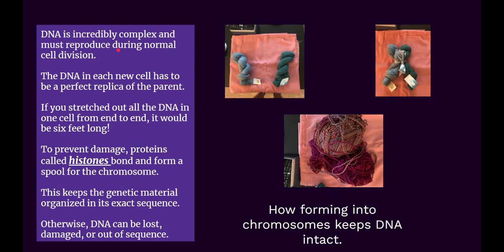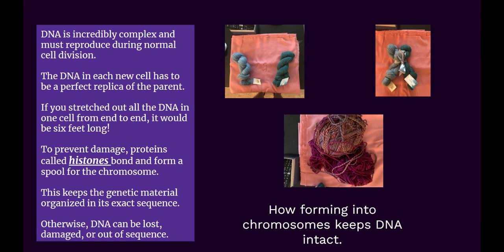Now, DNA is incredibly complex. It must reproduce during normal cell division, so it has to sort of rip itself in half. And it does so. I'll talk about hydrogen bonds in a minute. And it reproduces itself exactly, perfectly the same sequence, the same places. So DNA in each new cell has to be an exact replica of the parent.